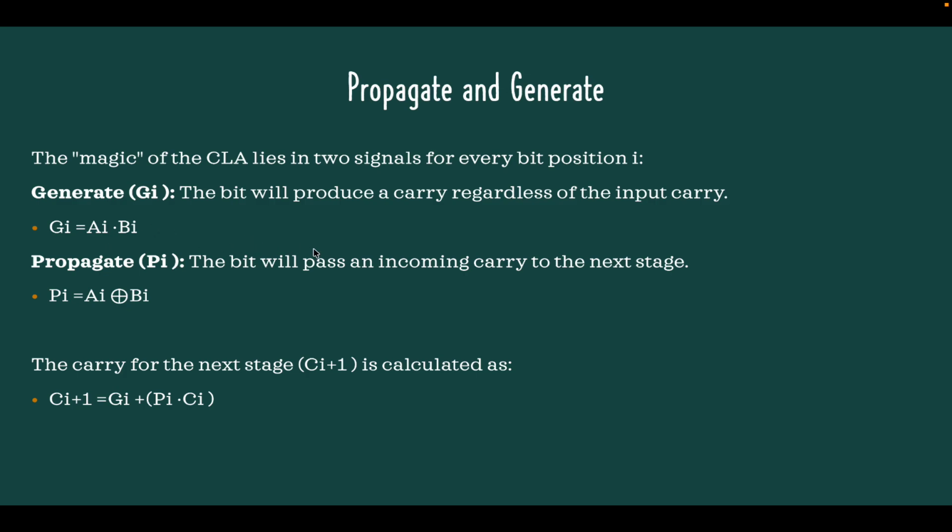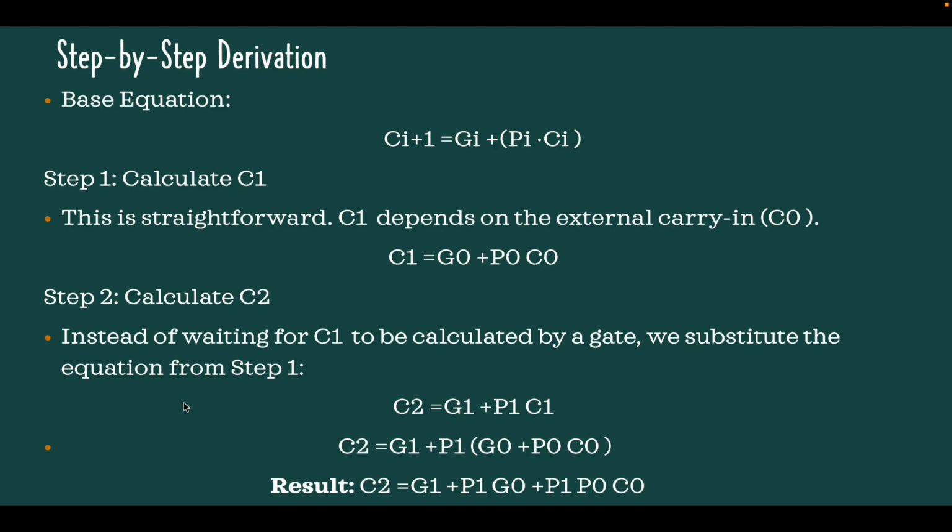And propagate: the bit will pass an incoming carry to the next stage. Propagate is nothing but pushing the carry to the next stage, from one full adder to another full adder. I have that as Pi, that means A XOR B. So the carry for the next stage will be calculated with this formula: Gi plus Pi, that's propagate, into the carry. Let us see the step by step derivation of this.